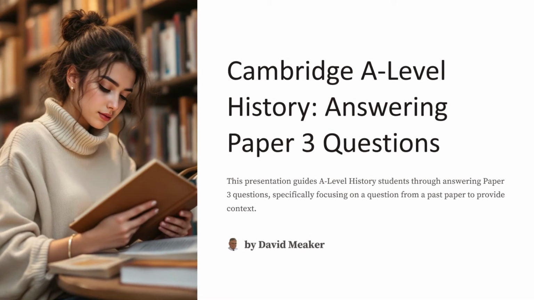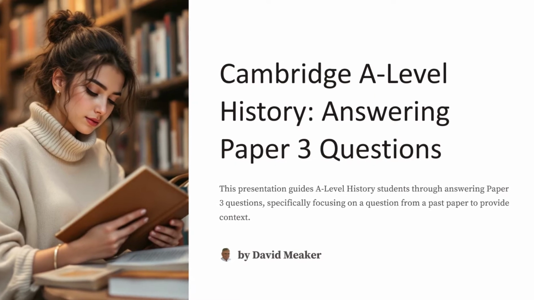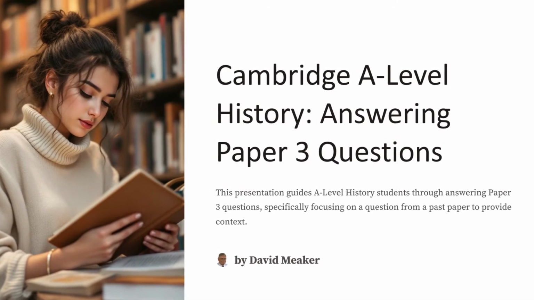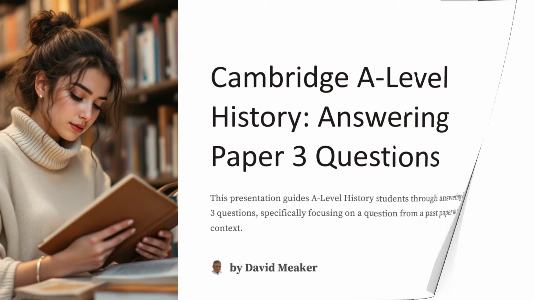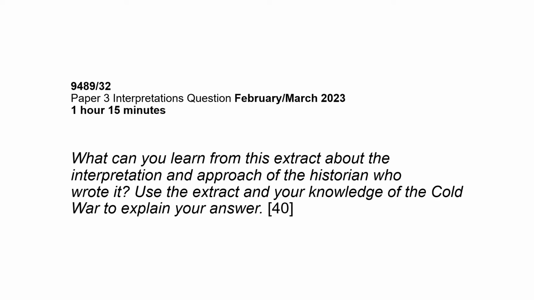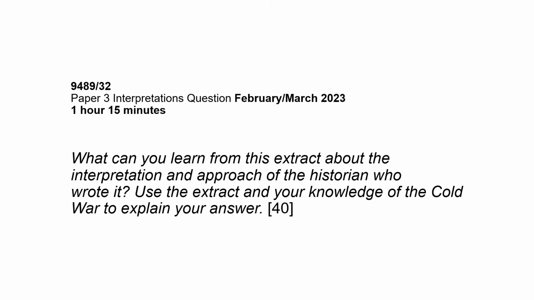Welcome to this Cambridge A-Level History presentation, which guides students through answering Paper 3 questions, specifically focusing on a question from a past paper to provide context. The question I've used is from February-March 2023, and it states, "What can you learn from this extract about the interpretation and approach of the historian who wrote it? Use the extract and your knowledge of the Cold War to explain your answer." And it's for 40 marks.